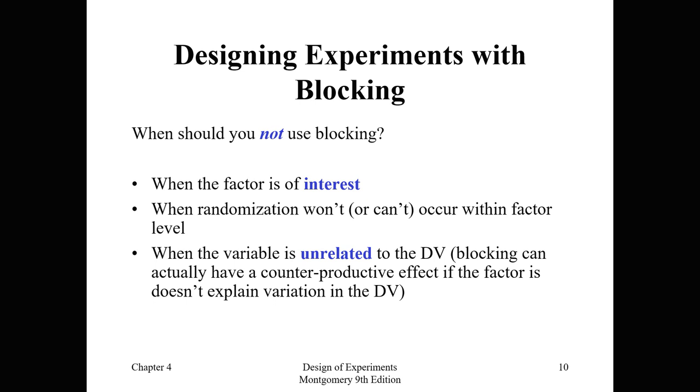In the same way, just like if randomization has to happen within a factor level, if randomization can't happen within a factor level, then we're not using a blocking design. Remember, blocking is more than just a variable. It is a restriction on randomization in some meaningful way. So in this case, if we can't have that restriction on randomization, we're not using a blocking factor. What we'd call that is a second independent variable.